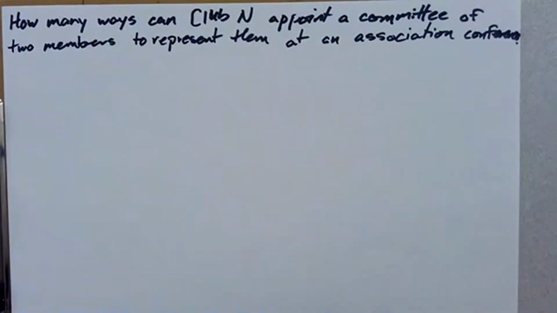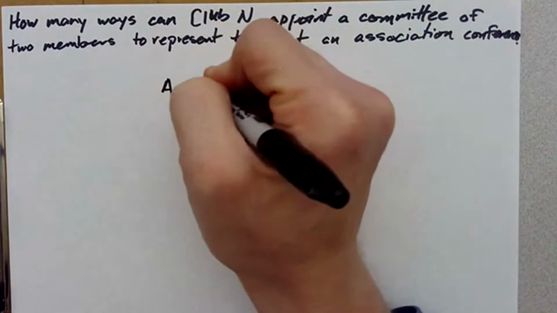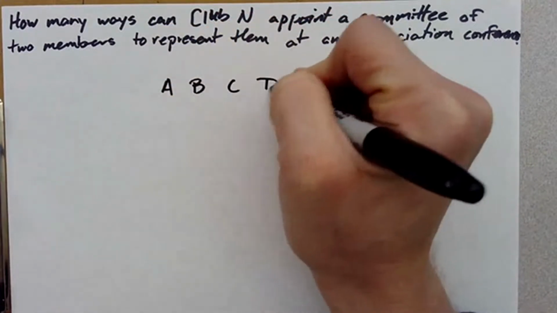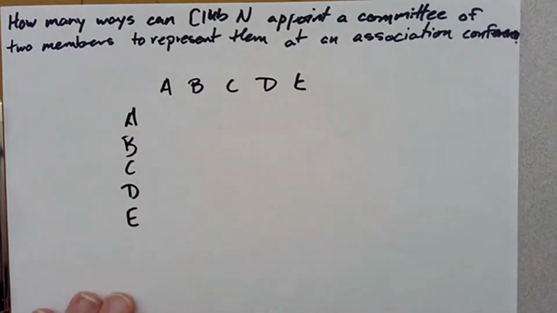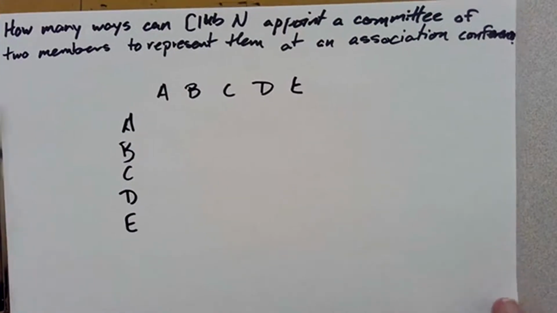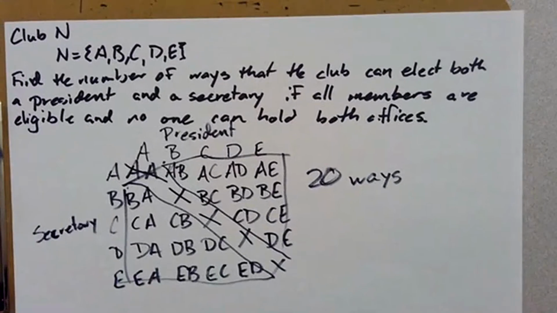Now we're asking how many ways can the club appoint a committee of 2 members to represent them at an association conference. So again, we set up our table, A, B, C, D, E, A, B, C, D, E. And I'm going to point out something here before we move on. When we look at the president and secretary combinations, order matters. It matters whether we have AB or BA, because AB implies that Alan is the president and Bill is the secretary, while BA implies Bill is the president and Alan is the secretary.